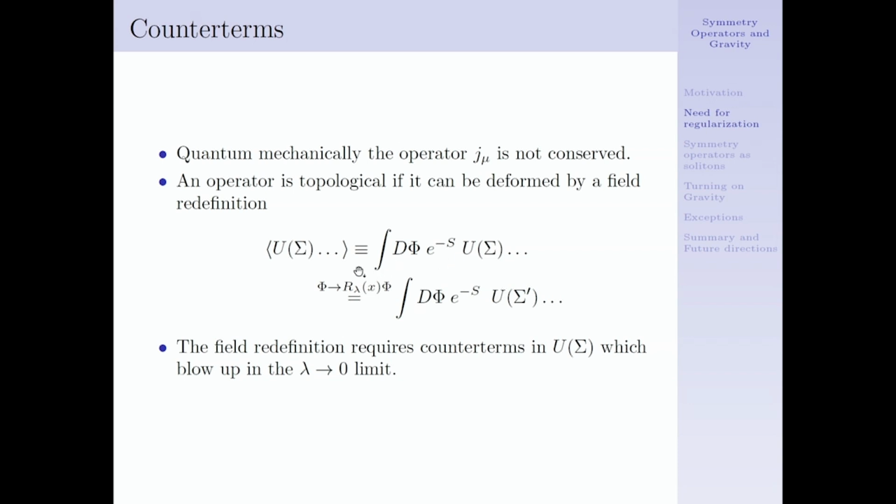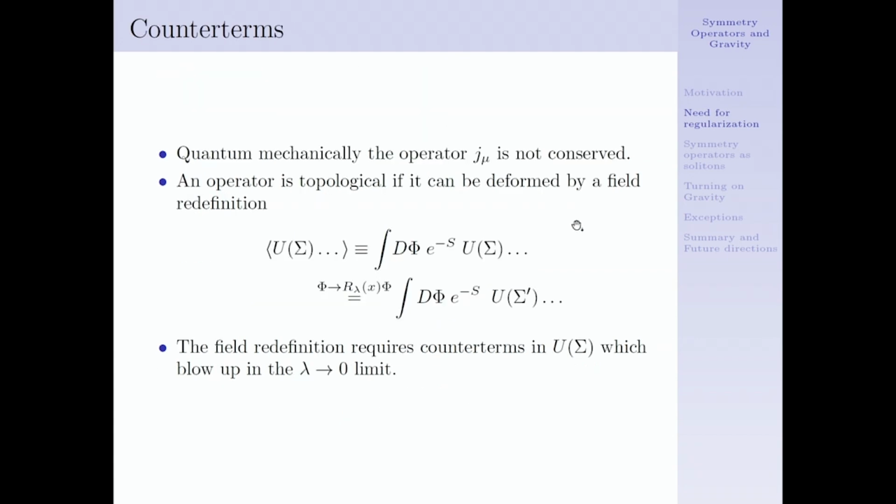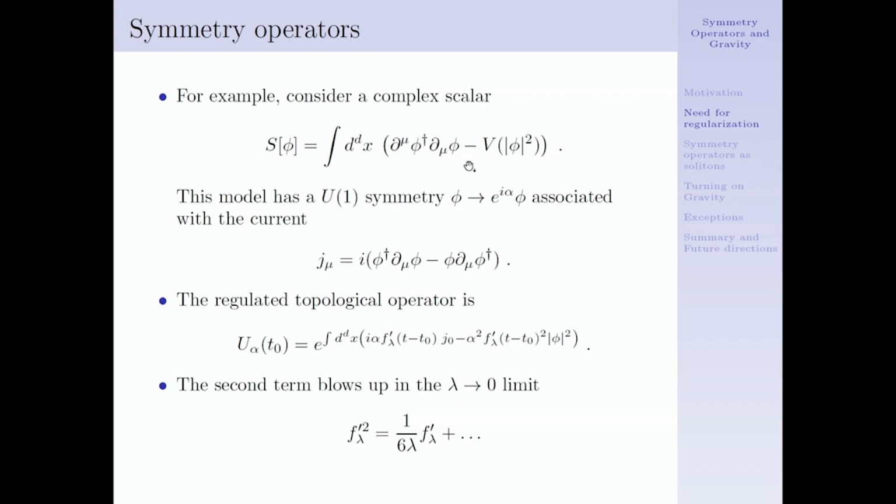So in practice, what happens is because the field redefinition is space-time dependent, the action changes, and the change in the action with U, you can rewrite it as the operator U in a different position. So I would say that an operator is topological if I can deform it by a field redefinition. And I'm going to show you in an example later on that these field redefinitions require a smooth function here and also add the counter terms to remove divergences. So let me give you an example.